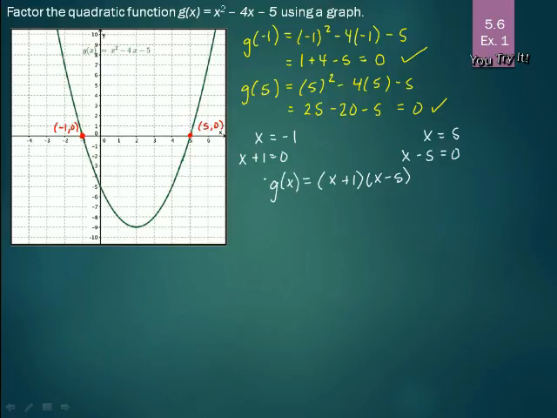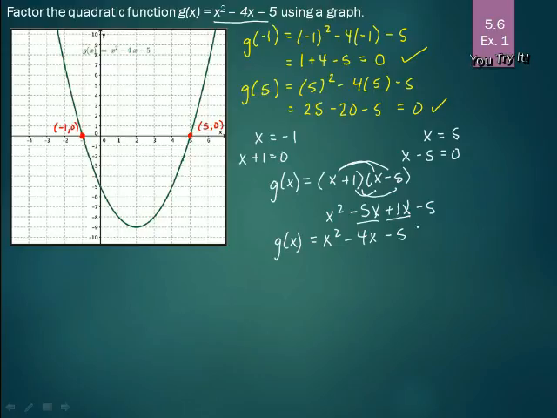And let's go ahead and just double check and multiply this out to make sure it multiplies to what we started with. So multiplying this out, x times x is x squared. x times negative 5 is negative 5x. 1 times x is plus 1x, and 1 times negative 5 is negative 5. So combining the two middle like terms, we get x squared, minus 5x plus 1x is minus 4x, minus 5. So this does show that it's the same as what we were given in the problem.